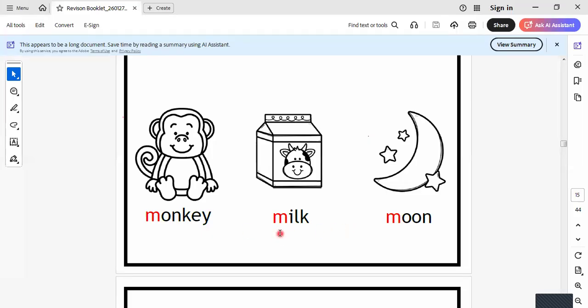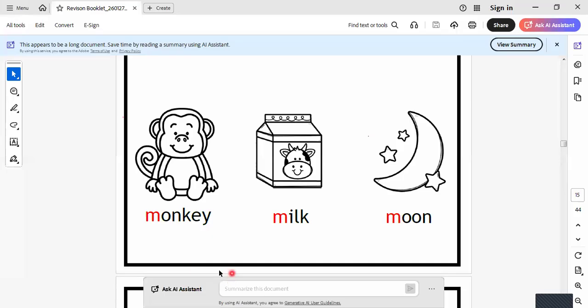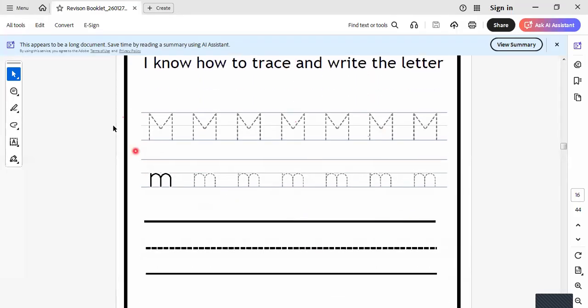Here we have monkey, milk, moon. Repeat after me. Moon, milk, monkey, milk, moon. Okay, here is called letter M. How can I write letter M? I write letter M like this. There is capital M and small m. Capital M and small m. Okay.